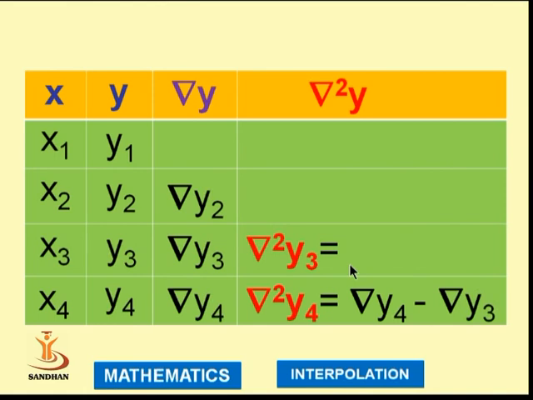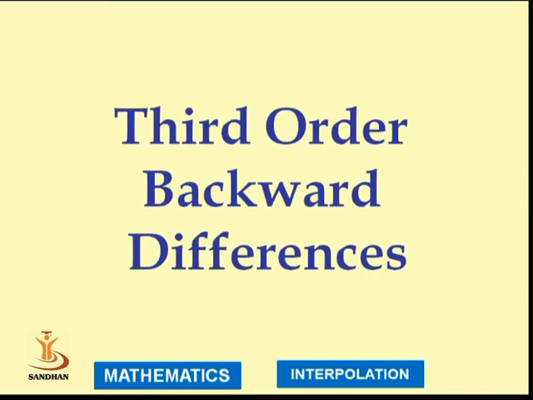Similarly, Δ²y3 can be computed as Δy3 minus Δy2. Since there are 4 points, the number of terms in the second order backward difference would be 4 minus 2, which is equal to 2, and hence we have got 2 terms in the second order backward difference. Very simple. Let us move ahead to third order backward differences.